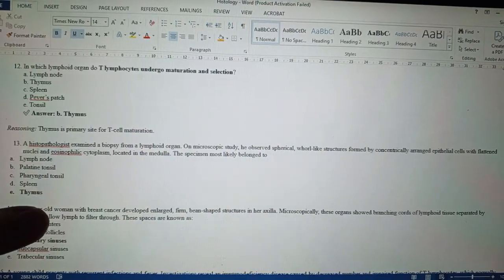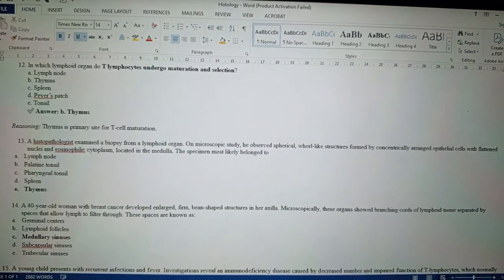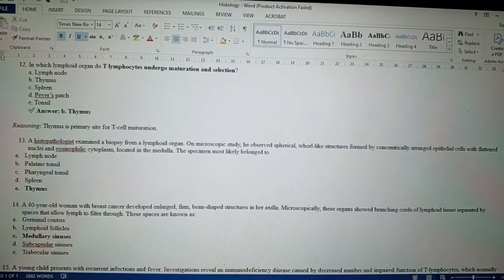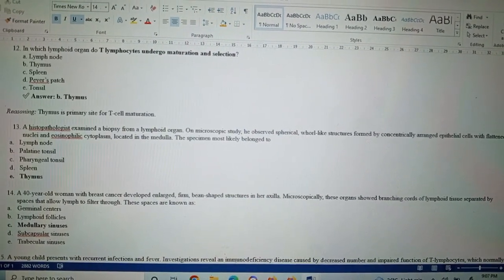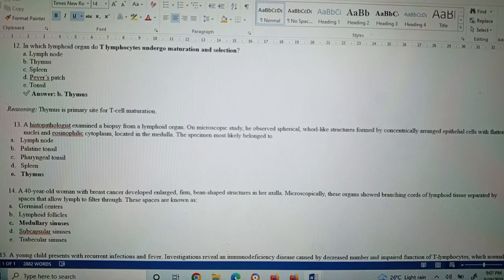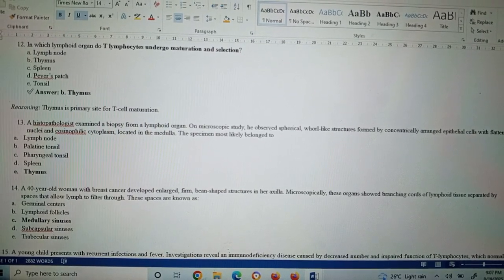Or the role of the thymus is T cell maturation. It can be asked in another way, but you should remember the MCQ in a vice versa manner.